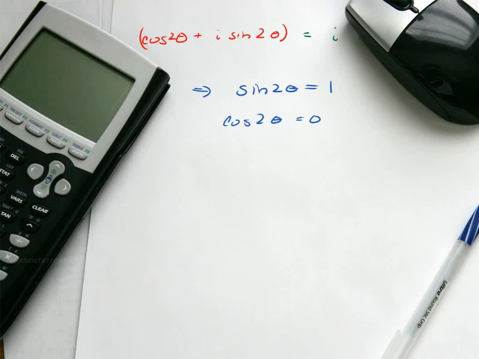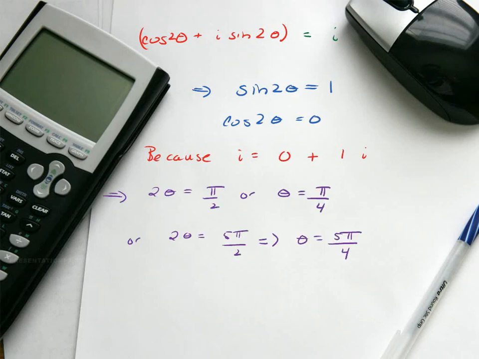That means cosine 2 theta must be 0. It can't have a real part. It only has an imaginary part. So I'm looking for solutions where cosine 2 theta is 0 and sine 2 theta is equal to 1. Otherwise, the left side won't match up with the right side. That's because i has to be 0 plus 1i. That only happens at 2 places on the unit circle. That happens when theta is pi over 4 and theta is 5 pi over 4.